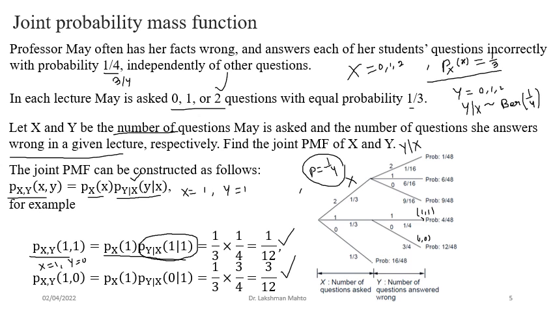But if there are two questions, then you will observe these three further branches of y. What is the name of this leaf? It is 2, 0. This one is 2, 1. This one is 2, 2. So one kind of situation you can observe.